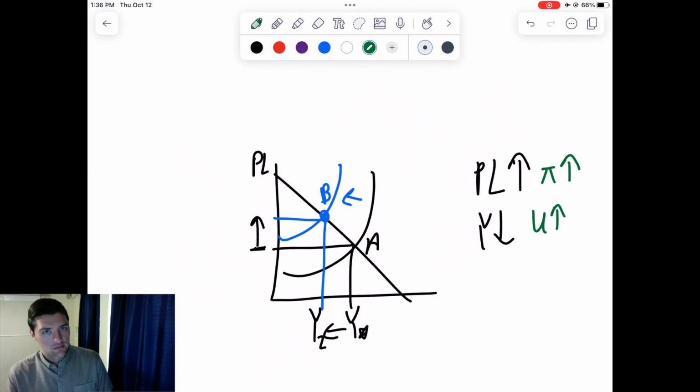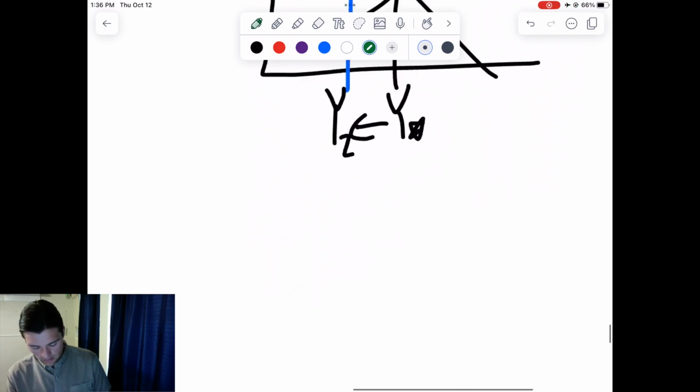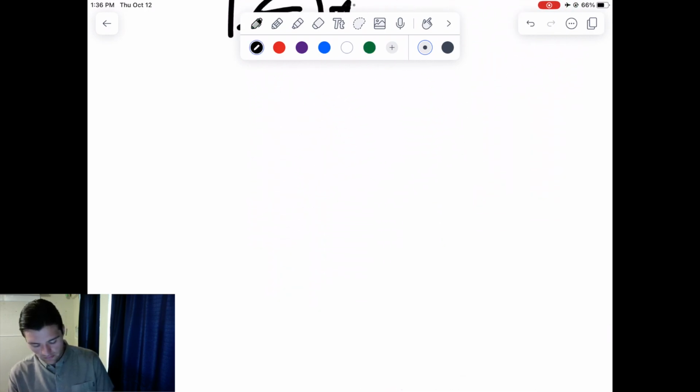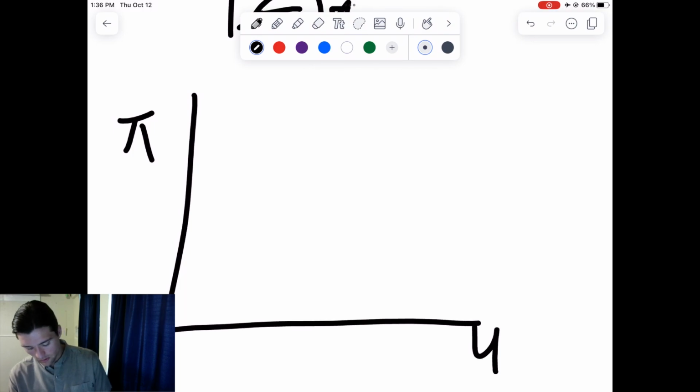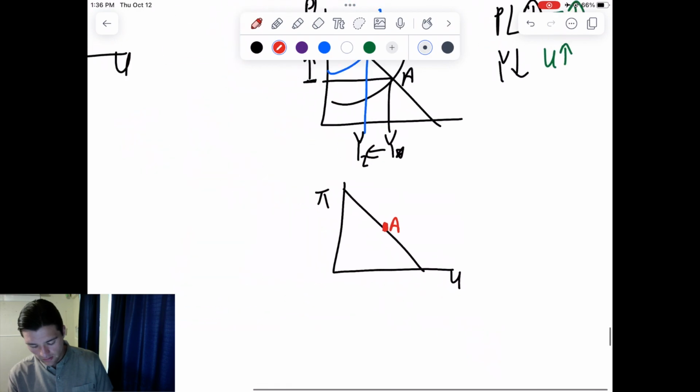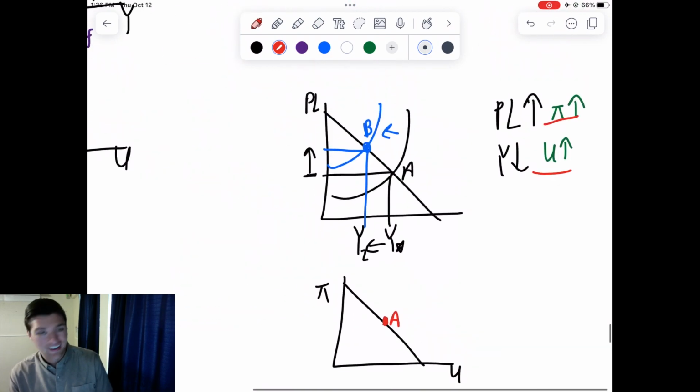Well, that's interesting. Earlier we said it was a trade-off, but now they're moving in the same direction. So now let's look at the Phillips curve. So now if we're looking at the Phillips curve, inflation, unemployment, you're at point A. We now have higher inflation and higher unemployment. This sounds like stagflation.